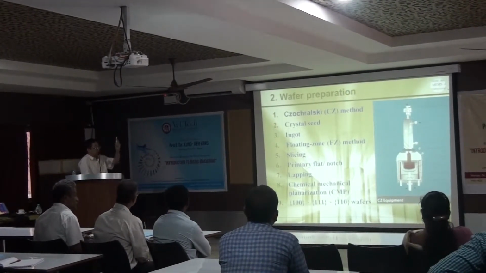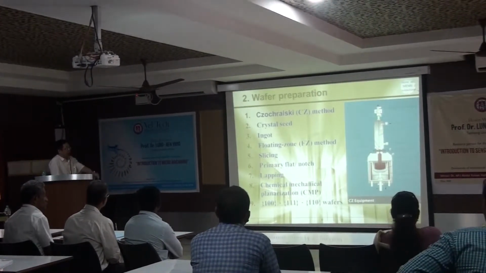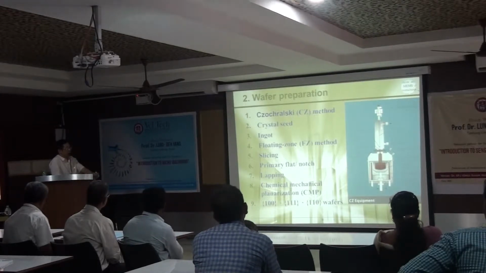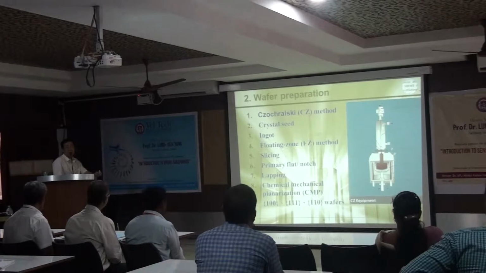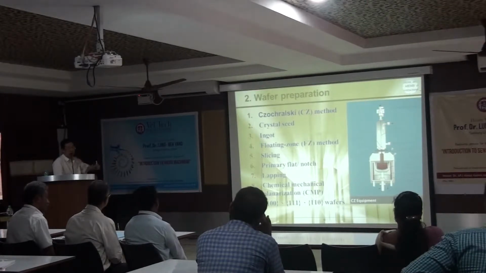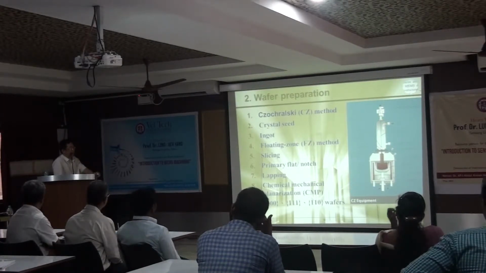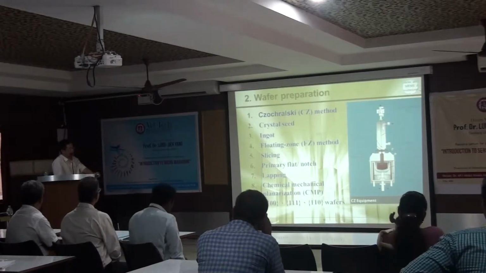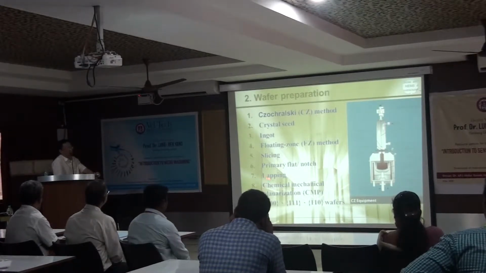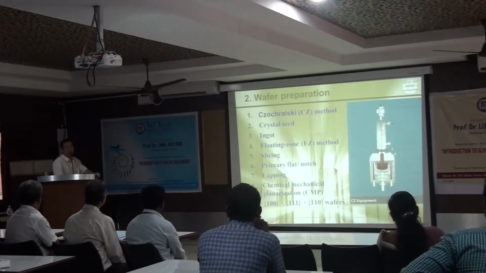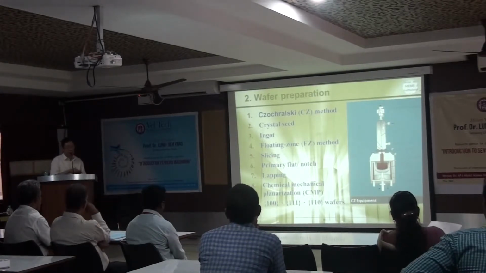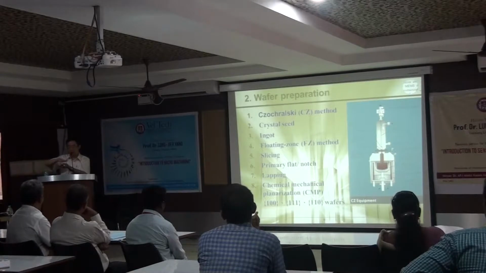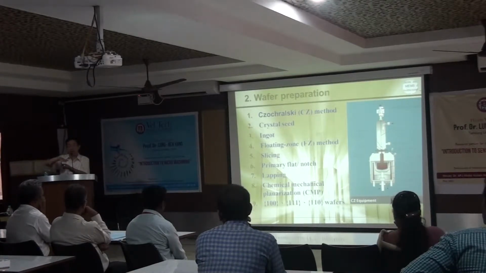Okay, so this is the slicing. After slicing, you know the surface roughness is no good, so the surface roughness should be modified. So we need a lapping process. Lapping is something like polishing.